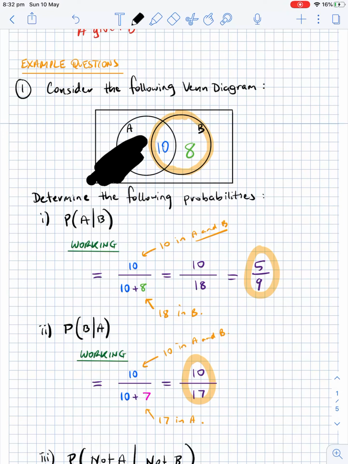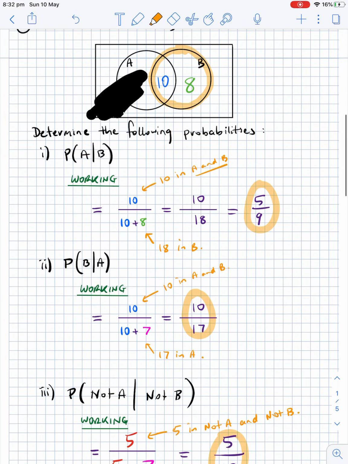So let's have a look. We've got to think the probability of A. How many of these parts here are in the circle A? Well, only these 10. These 10 are definitely in this A circle, which you can see here. So up the top is going to be my 10. I want the probability of getting an A out of the total here. In B we've got a total of 18, 10 plus 8. So you're going to get 10 out of 18, and that simplifies to 5/9. So that's your probability in simplest form.